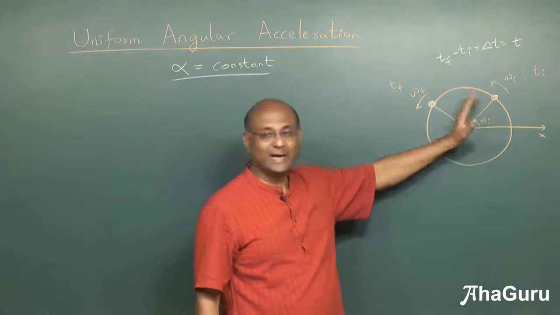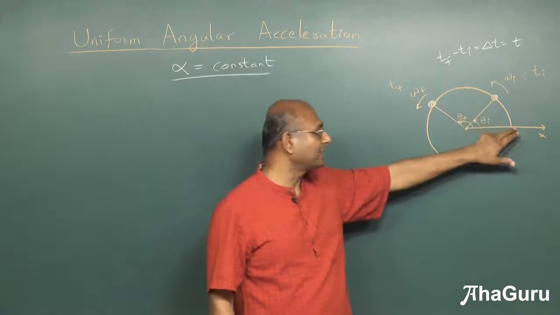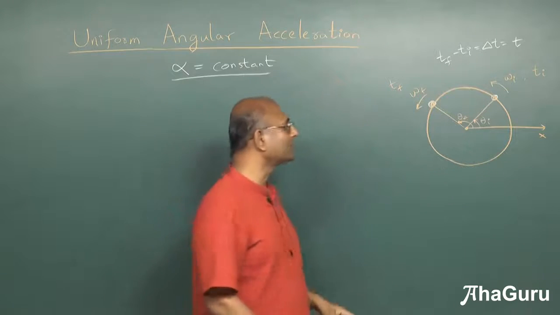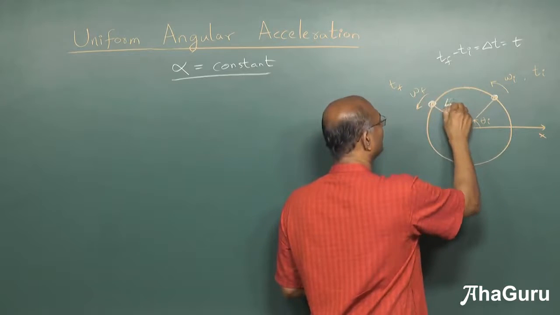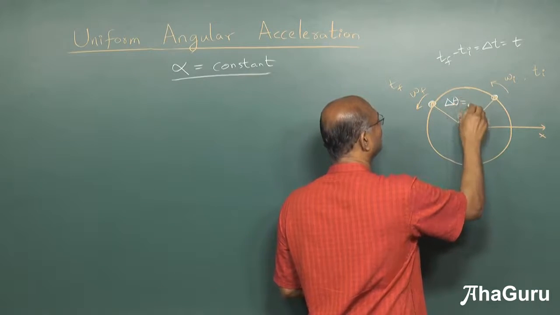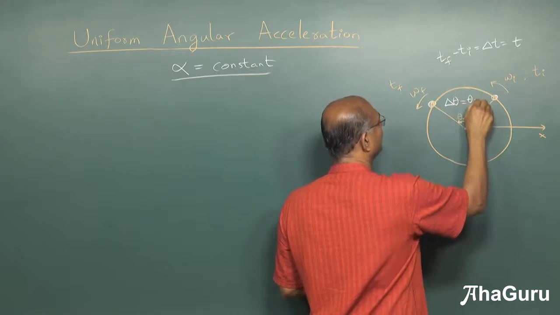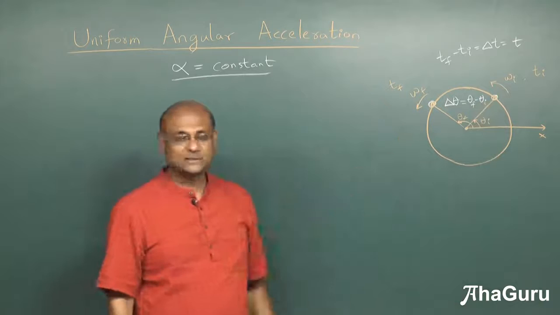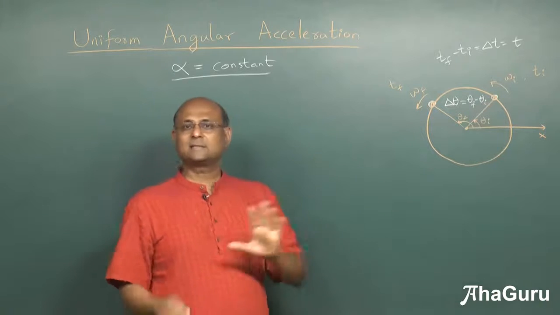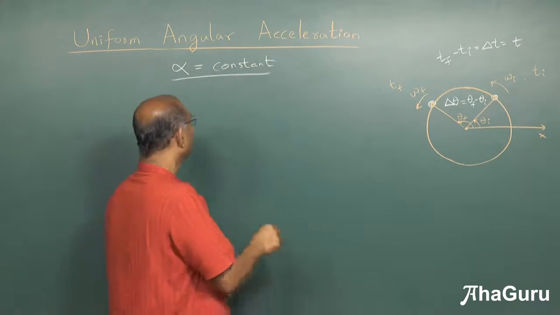This is the initial angle. It was not necessarily starting at this point, it is starting at some place. So we'll call it theta I, and the final position is theta F. So we will talk about an angular displacement delta theta, which is theta F minus theta I. So I hope this is clear. First, let us just get the basic equations in place.